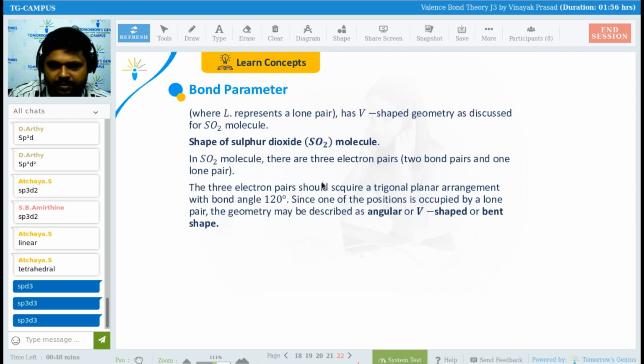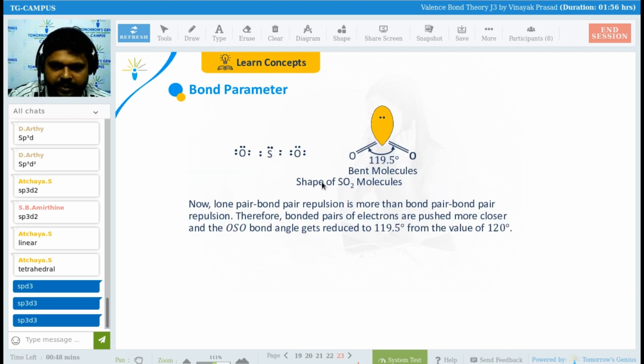Now, fine. You can see here the shape for this SO2 molecule. There is one lone pair, and there are bonds with the oxygens. Getting my point, everyone? Is there any doubt?